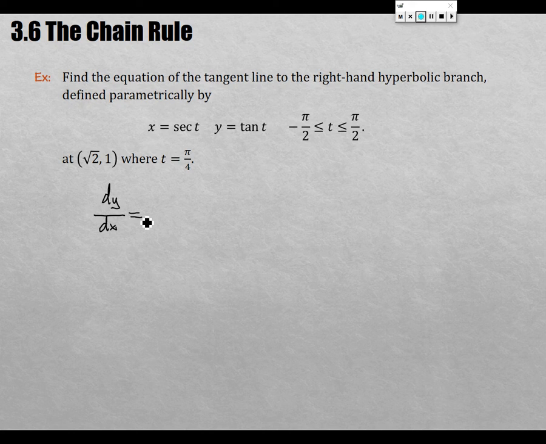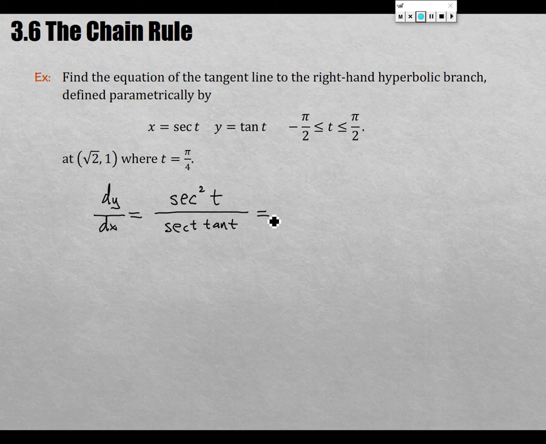Jack, if you could help me out here, give me the derivative. Go ahead. In terms of t. What is it? What's the derivative of tan t with respect to t? How about just secant squared? You do the bottom now. Secant t tan t.